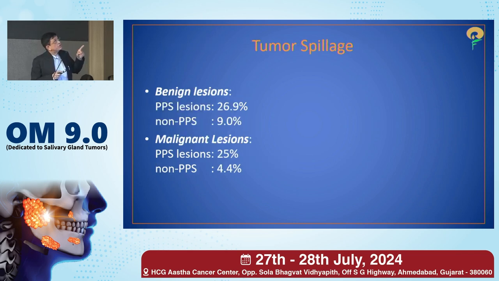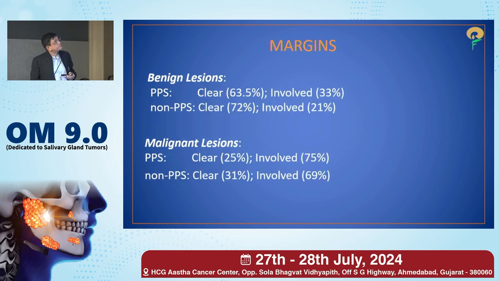Tumor spillage, very, very important. For benign lesions, parapharyngeal space 26.9%, non-PPS 9.0%. For malignant lesions, parapharyngeal space 25%, and non-parapharyngeal space, because it's open and under control, lesser, 4.4%.